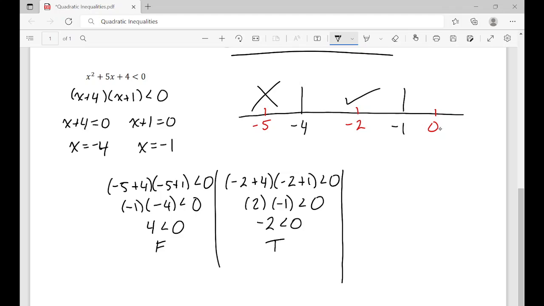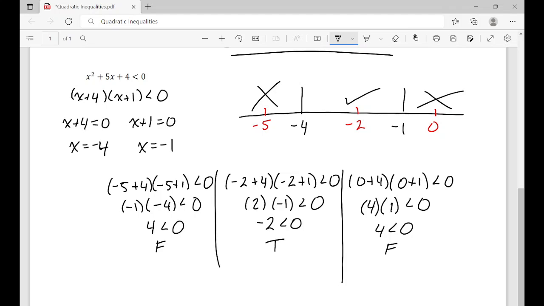And finally, I'm going to plug 0 in. So (0 plus 4)(0 plus 1) less than 0. So I'm going to end up getting a 4 here, getting a 1 here, and then I multiply those together and I get 4. So again, is 4 less than 0? Obviously not, since we did it before. It's false. So everything in this area is false.